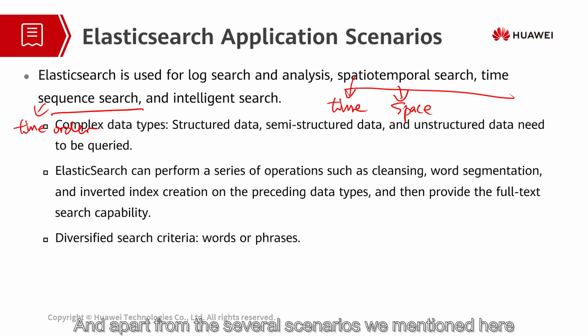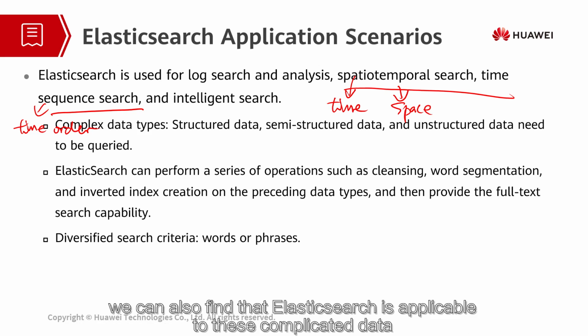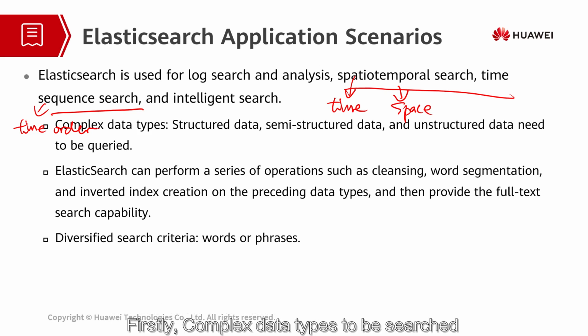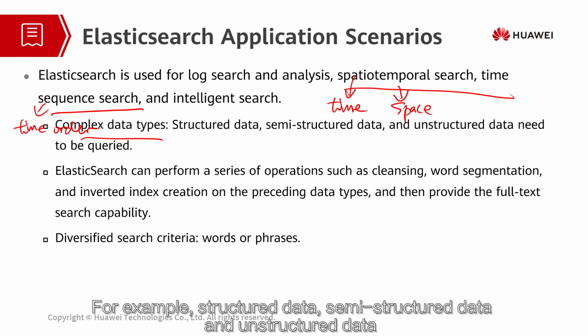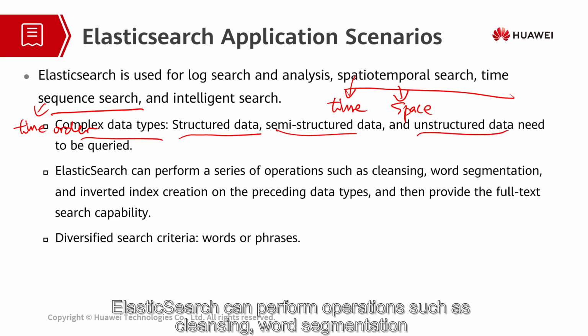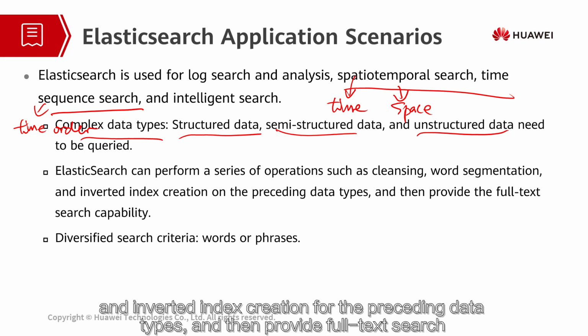And apart from the several scenarios we mentioned here, we can also find that Elasticsearch is applicable to these complicated data. Firstly, complex data types to be searched. For example, structured data, semi-structured data, and unstructured data. Elasticsearch can perform operations such as data cleansing, word segmentation, and inverted index creation for the preceding data types, and then provide full text search.